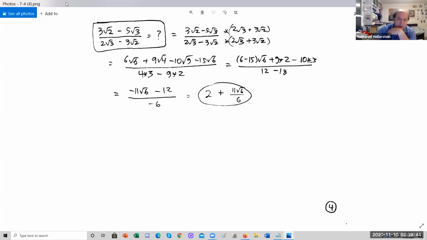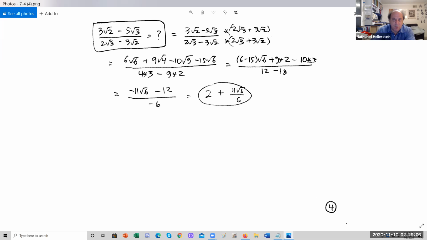There you have a nasty one. 3 root 2 minus 5 root 3 over 2 root 3 minus 3 root 2. What a mess. So we'll take that fraction and we'll rescale, multiply above and below, by the conjugate of the denominator, a difference, a sum. All right, we have difference of roots, sum of roots.